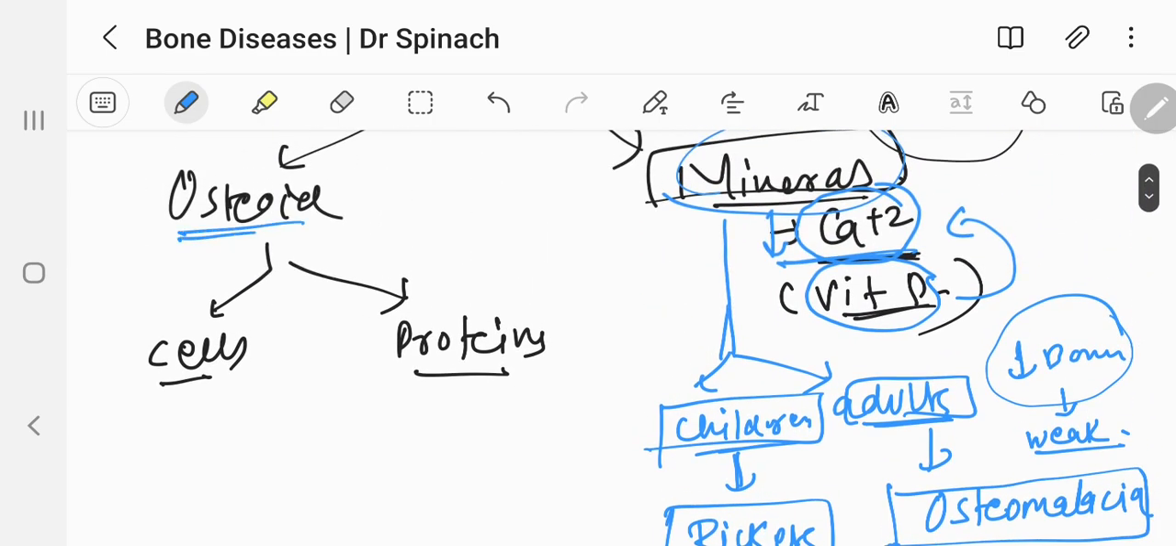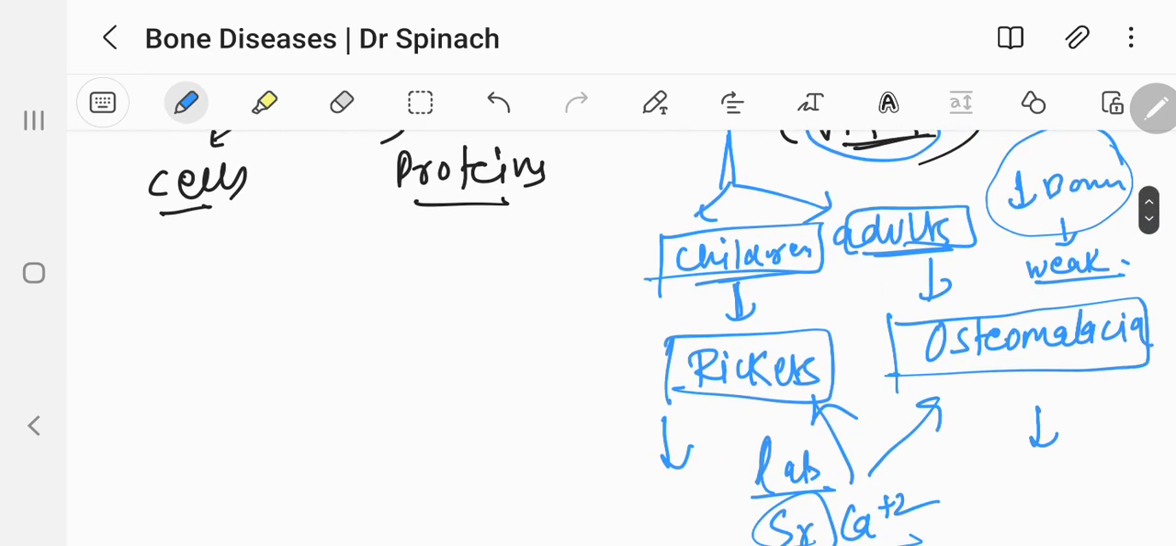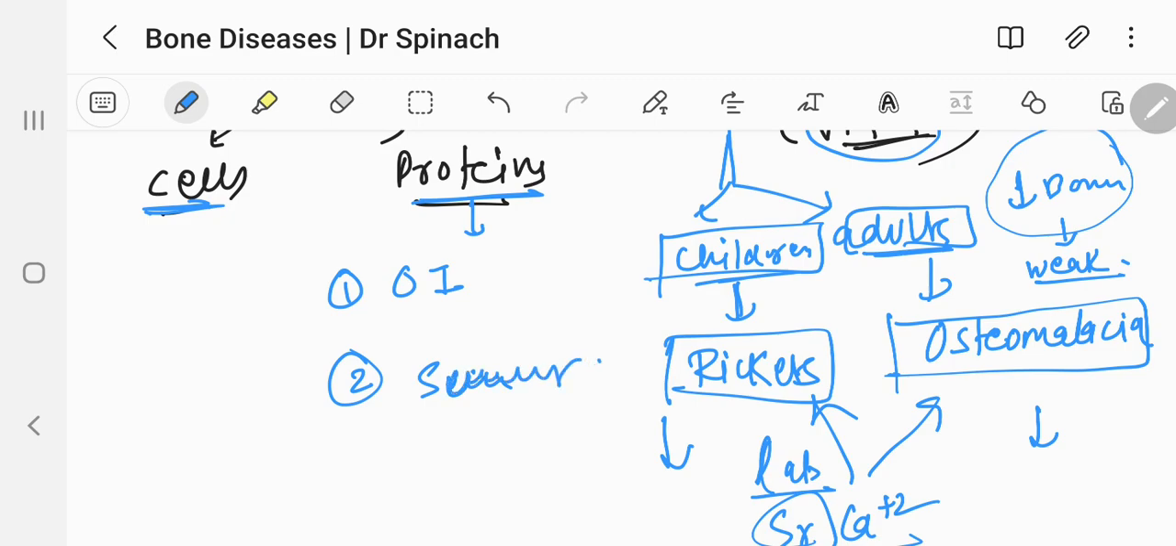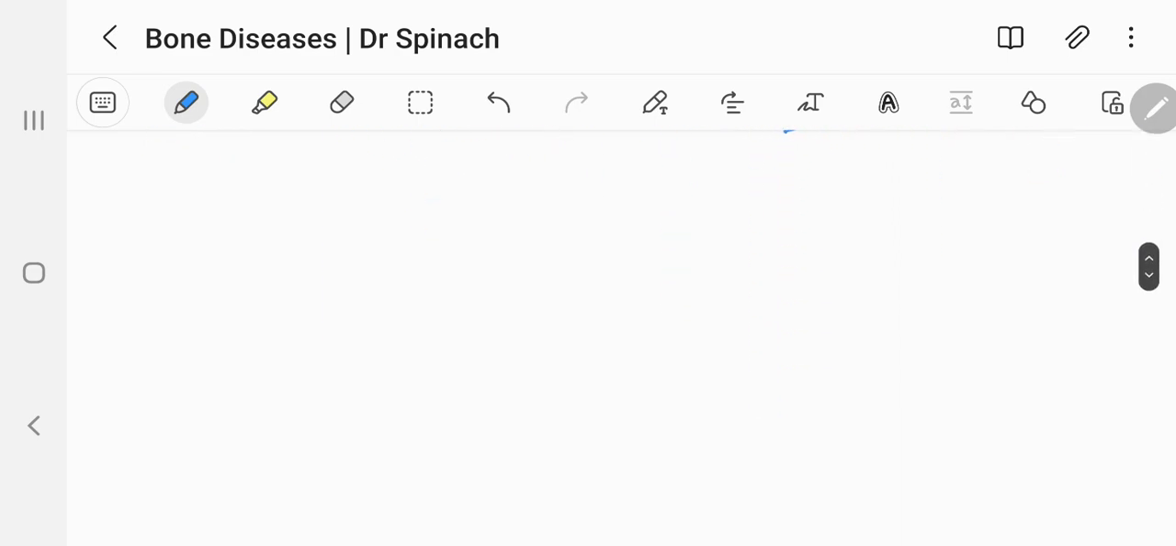Now when we talk about osteoid, we would have either problems with cells or with proteins, right? So let's talk about proteins first, because this is one of the easiest parts. There are two diseases that we're going to talk about in this case, and that is osteogenesis imperfecta and scurvy. Now let's talk about scurvy first, right?